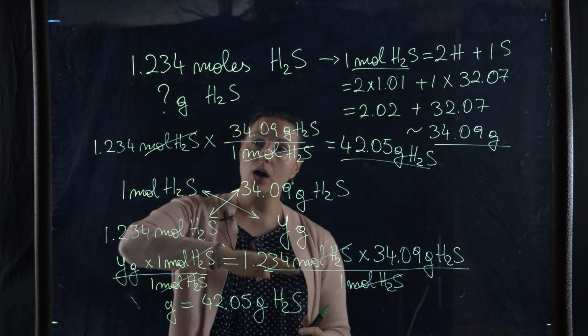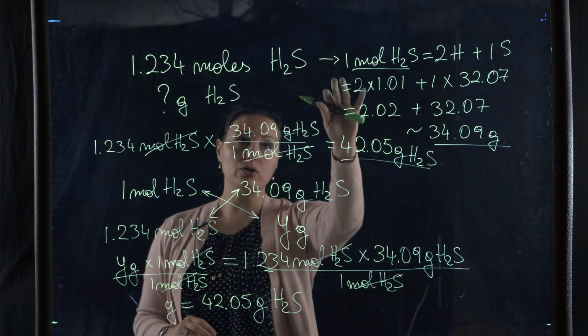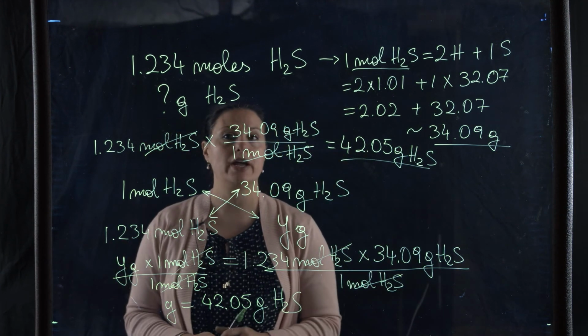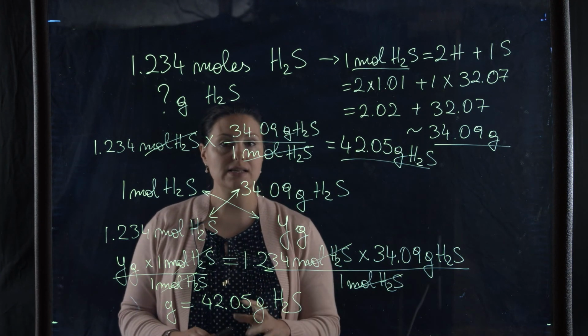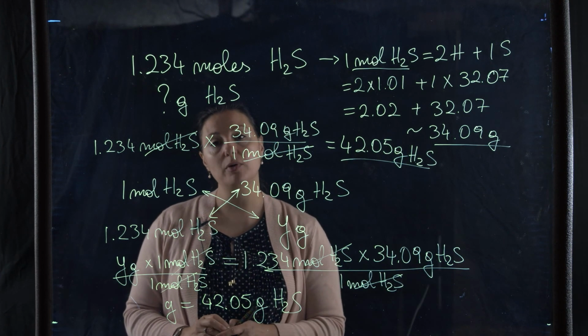This is how you do these types of problems where you are given an amount in moles and you work backwards using the molar mass to figure out how many grams of that substance you have. Okay, I will erase this and then we will work on the last problem of the chapter.